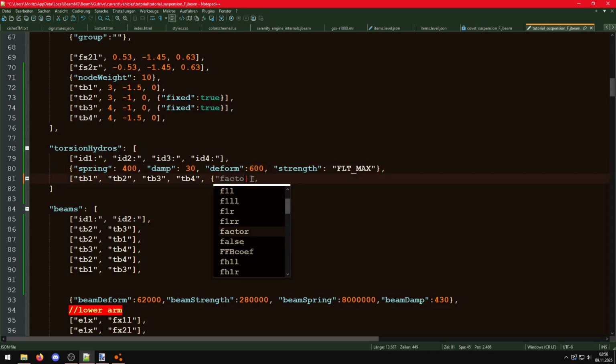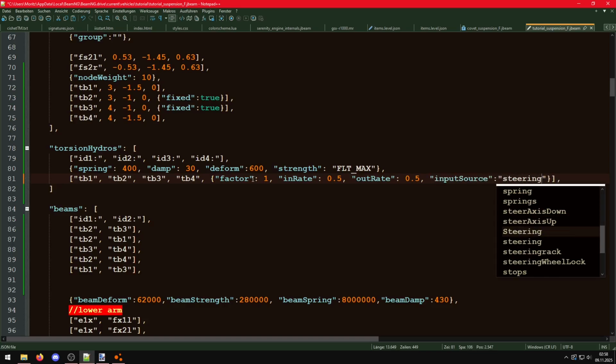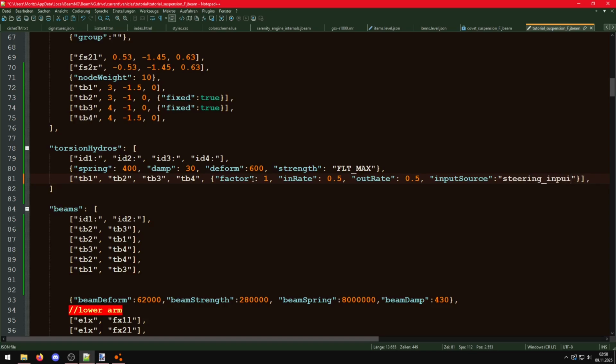The factor, the in limit and out limit are all in radians. The in and out rate and auto center rate are in radians per second. As an input, I'm just going to use the steering input. There you go.